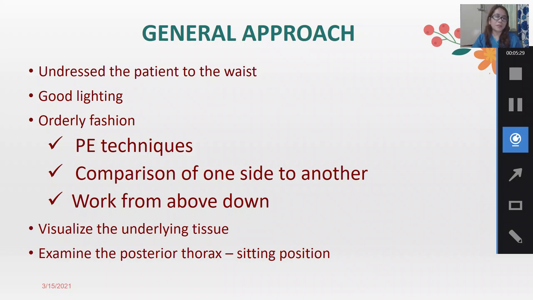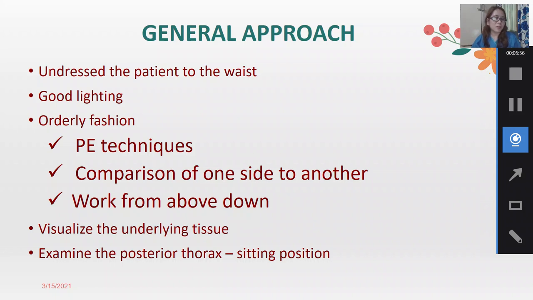Why is it important to have a good lighting? Is of course for you to see, di ba? Para kitang-kita mo kung meron bang problem. For you to see the abnormalities. And the orderly fashion when you are doing the assessment, you have to follow the physical examination or assessment techniques. Ano ba yung mga techniques na yon? Meron na tayong tinuro noon.